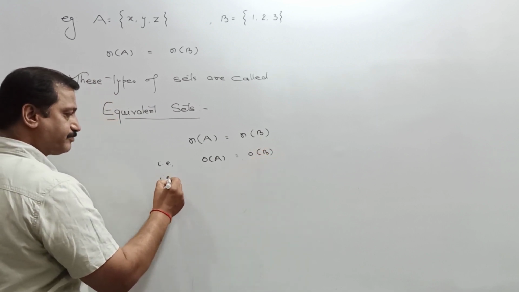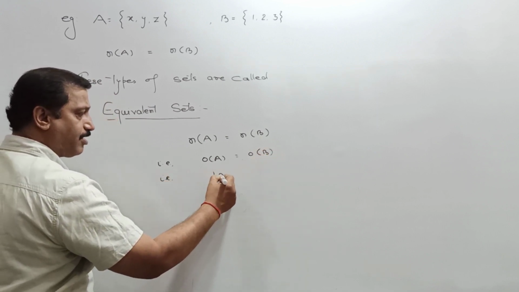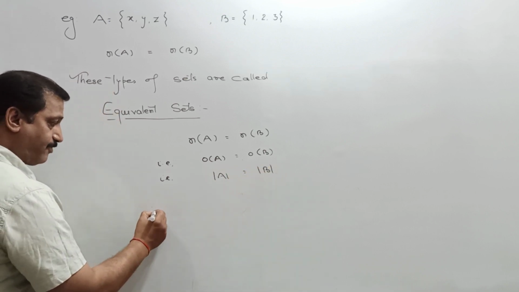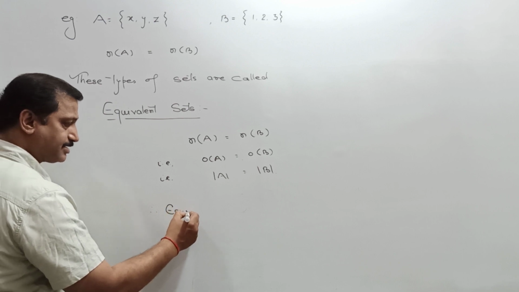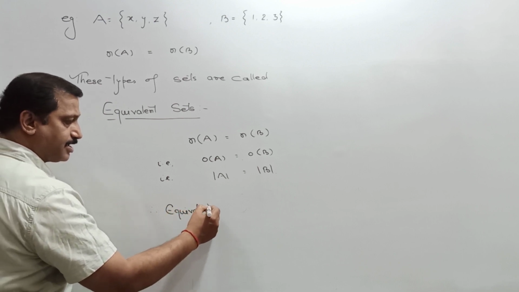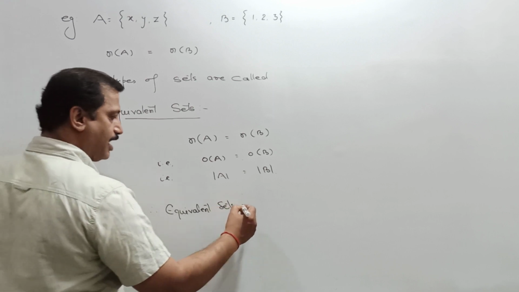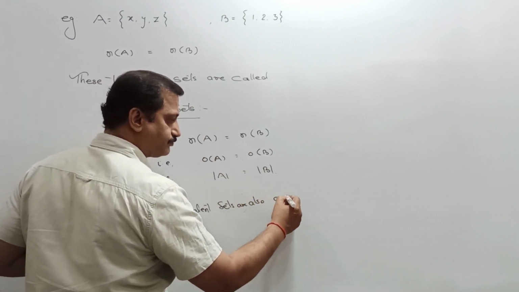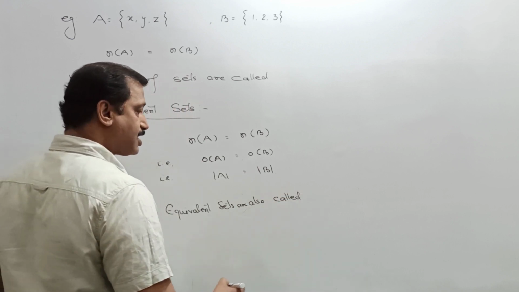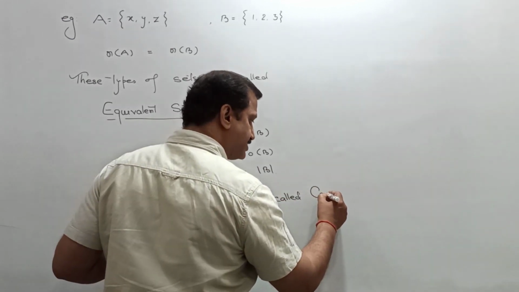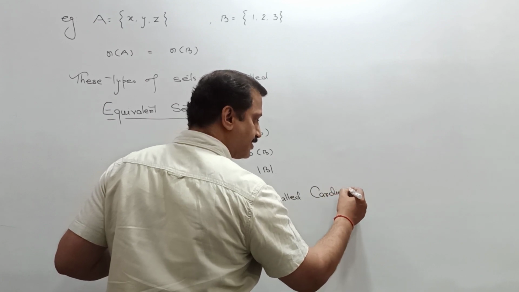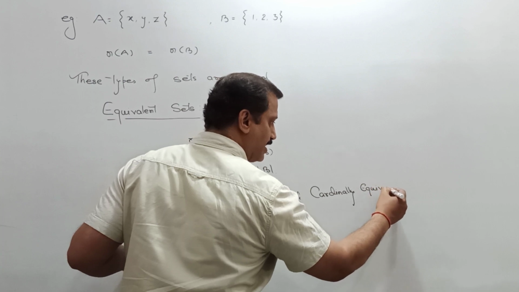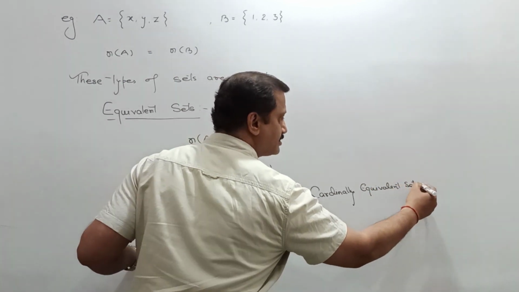That is, cardinal number of A is equal to cardinal number of B, and therefore equivalent sets are also called cardinally equivalent sets.